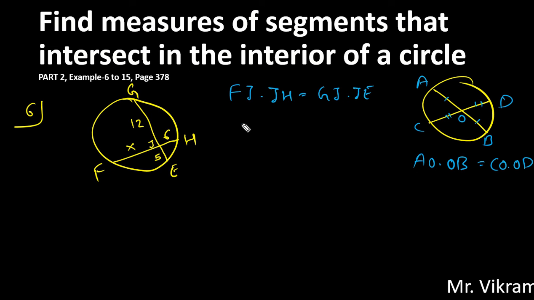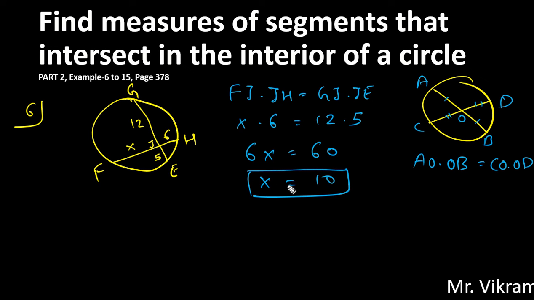So as you can see, it is x multiply 6 is equal 12 multiply 5. So now 6x is equal 60 and x will be equal 10. Divided by 6 both sides, you will get x equals 10. So question number 7 is similar. You can try by yourself and check if you are getting your answer. And let's start with question number 8.